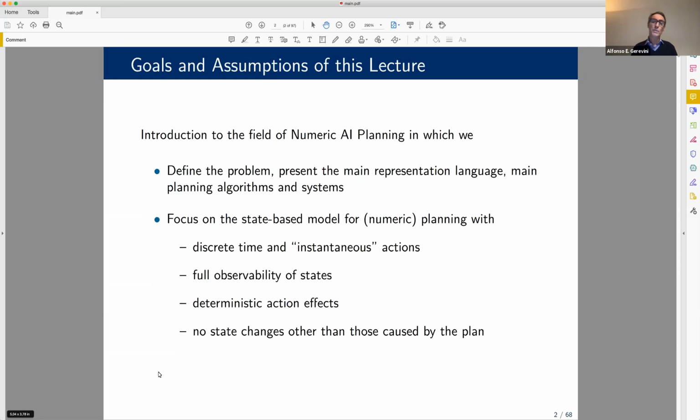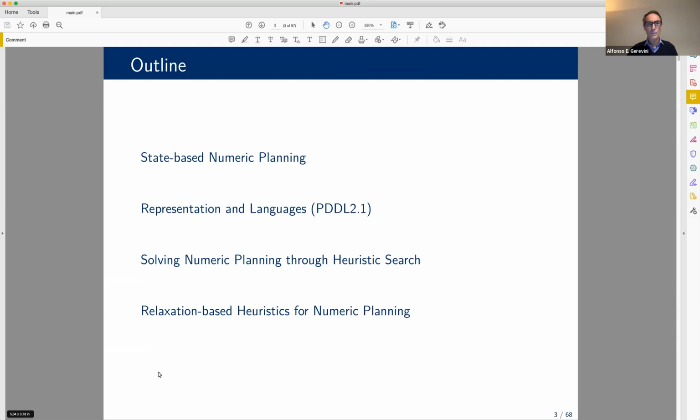We have also full observability of states, so the agent knows exactly the initial state of the problem, and it knows also exactly what is the state after the application of an action. Effects are deterministic, and in the world, the only changes that can occur are the changes that are determined by the actions of the agents. These assumptions can be relaxed, as I said, but in this talk, we will focus on these assumptions.